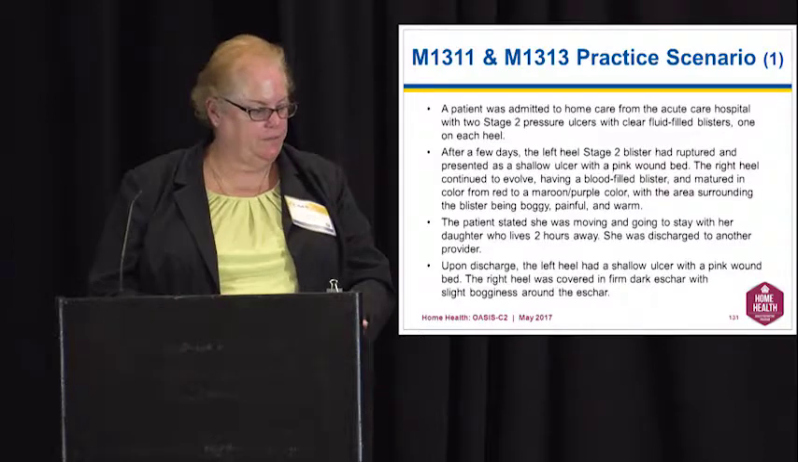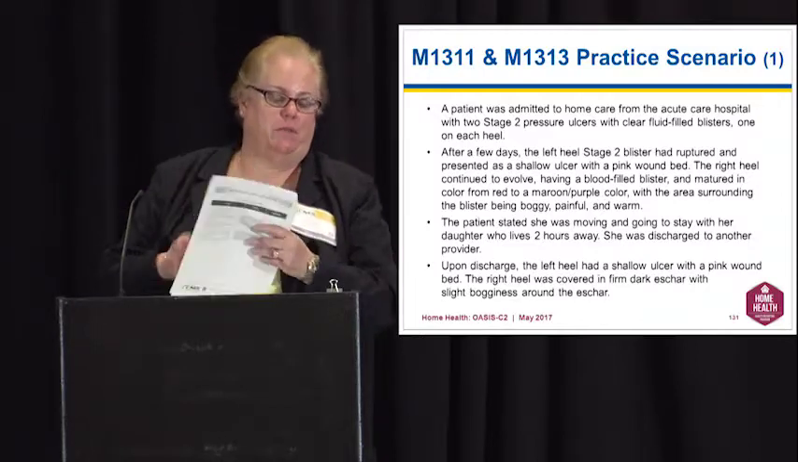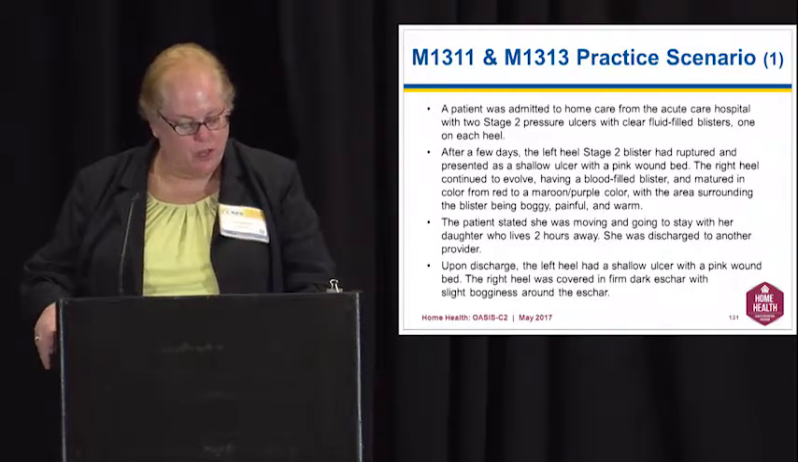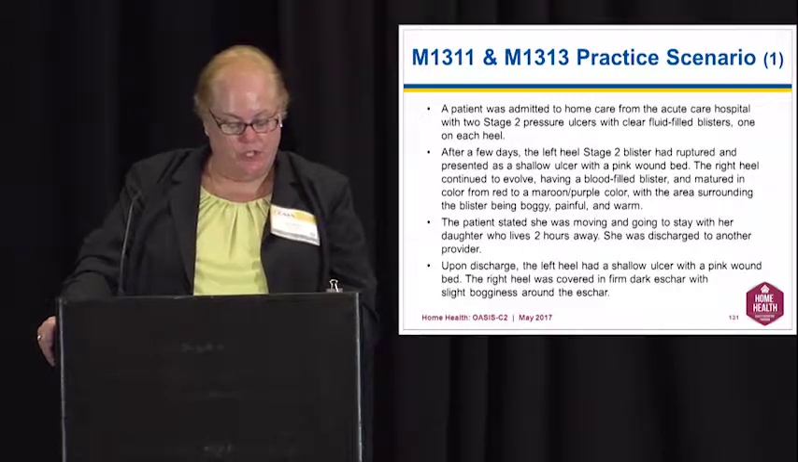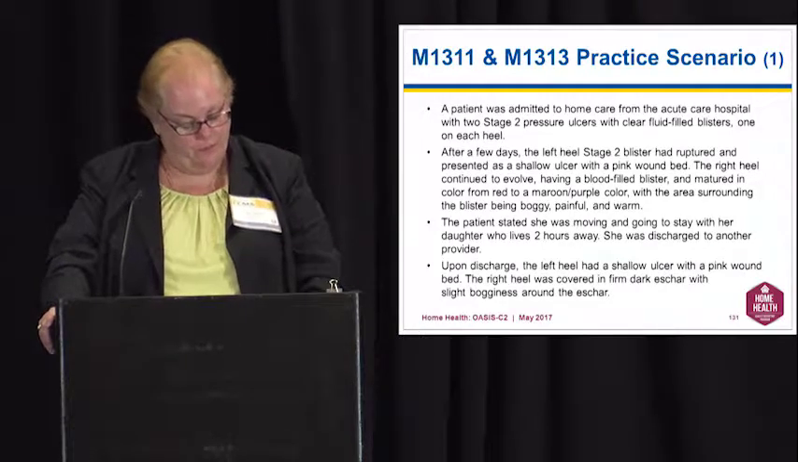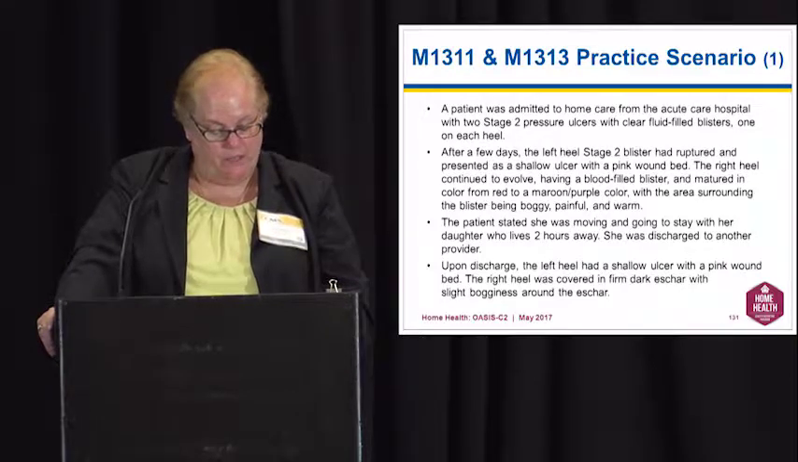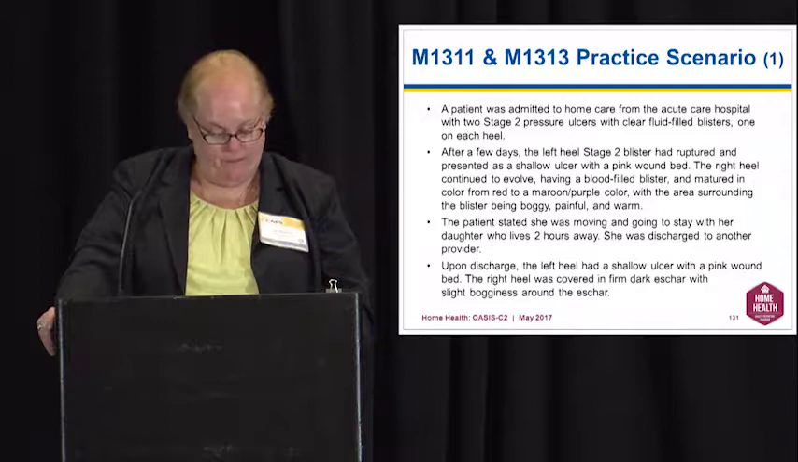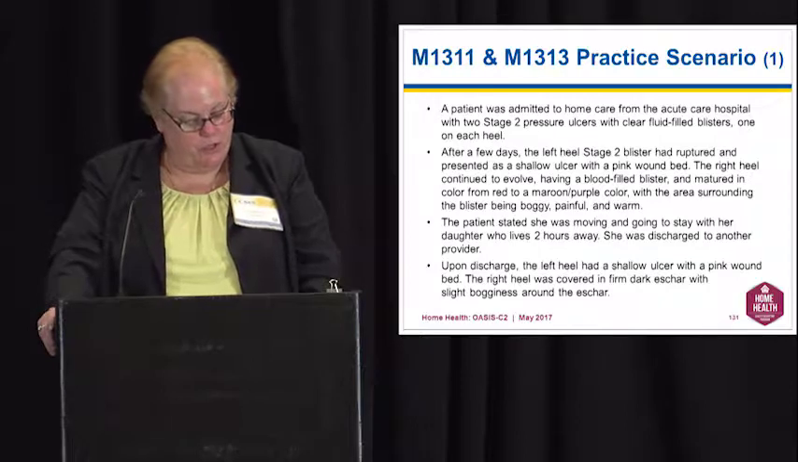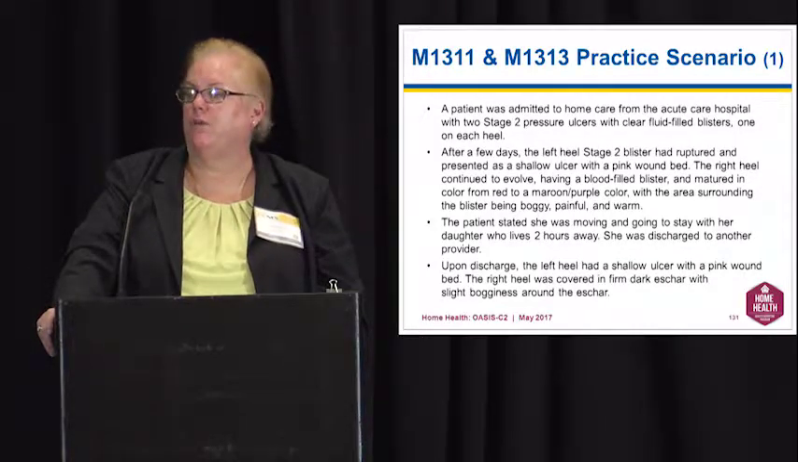So in this scenario, and again, the scenario is written on the top of your sheet, just in case you can't read the type up here. A patient was admitted to home care from the acute care hospital with 2 stage 2 pressure ulcers with clear fluid-filled blisters, 1 on each heel. After a few days, the left heel stage 2 blister has ruptured and presents as a shallow ulcer with a pink wound bed. The right heel continues to evolve, having a blood-filled blister that matured in color from red to a maroon/purple color, with the area surrounding the blister being boggy, painful, and warm.